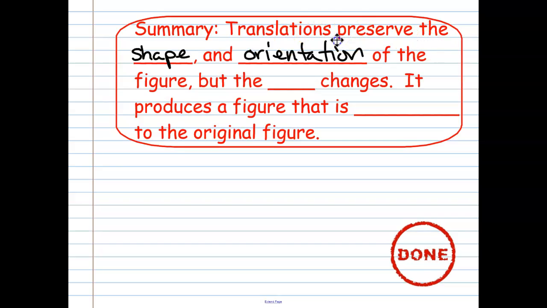So dilations preserve the shape and orientation of the figure, but the size changes, right? It produces a figure that is not congruent anymore. It is similar to the original figure. All right, hit pause, copy all that down, and then when you're ready, I have an optional math video for you.